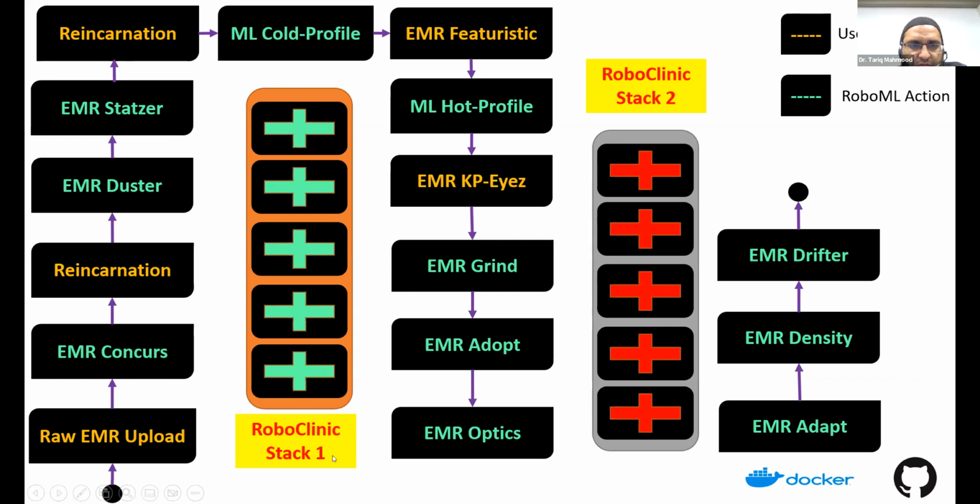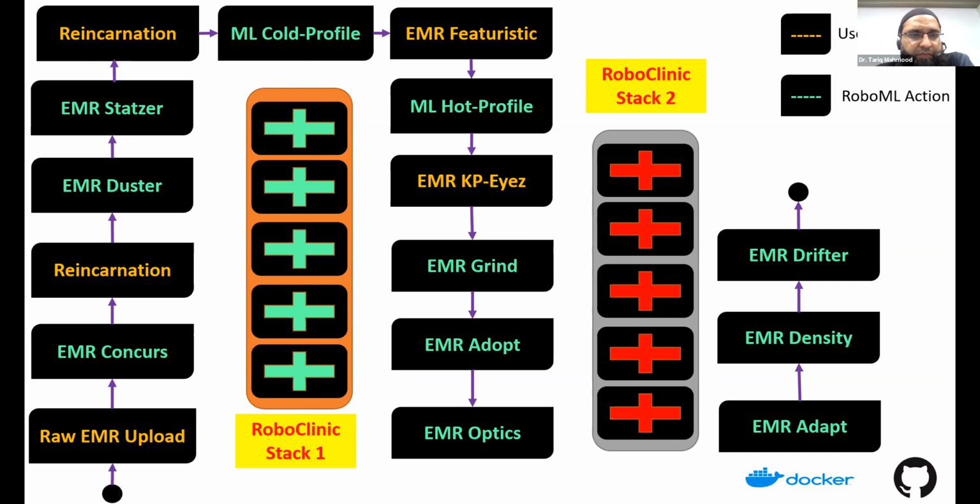So the first stack, RoboClinic stack 1, is for the machine learning process, automatic machine learning, and stack 2 is for detecting the concept drift or changes in the model. And the whole process is based on DevOps. So I'm using Docker, and I'm also using Git in all these components. That thing is not extremely well defined. I can't do that right now because that will go into the domain of big data. But I'm just telling you that this is happening based on the Docker platform, and also using GitHub to streamline everything.